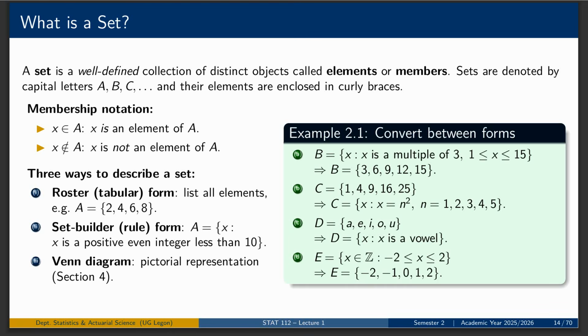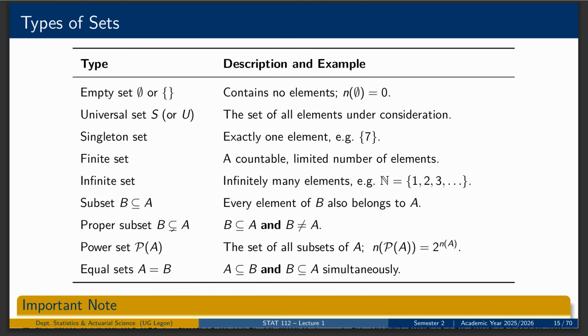B will be 3, 6, up to what? 15. C is 1, 4, 9, 16. Then it means that we can also define C as x is such that x is equal to n squared, where n is 1, 2, 3, up to 4, because those are squares of these numbers. D is A, E, I, O, U, and we know from primary school that this is x is a vowel, and so forth. So you should be able to convert between the forms whenever you are given.